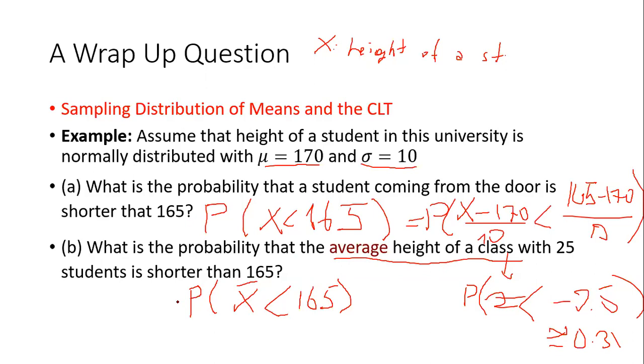Now the second question asks, if 25 students just join this Zoom session, what is the probability that their average is smaller than 165? Now, my question is, what do you think? The first probability was 0.31. Is this probability equal to 0.31, or smaller than 0.31, or larger than 0.31? What do you think?